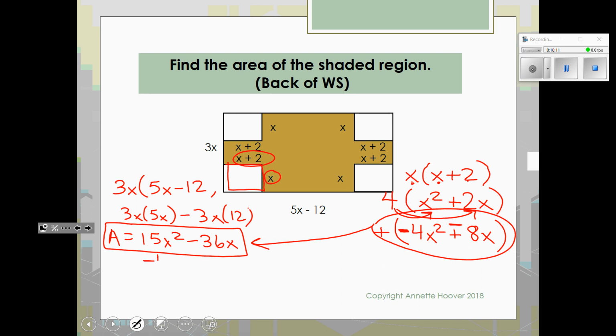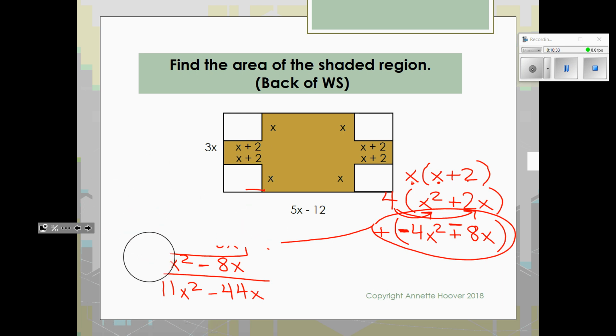So here's my negative 4x squared because I changed the sign because I'm subtracting. And I have a negative 8x. So I'm adding the opposite and the opposite. And that results in 11x squared minus 44x. That is the area of the shaded region.